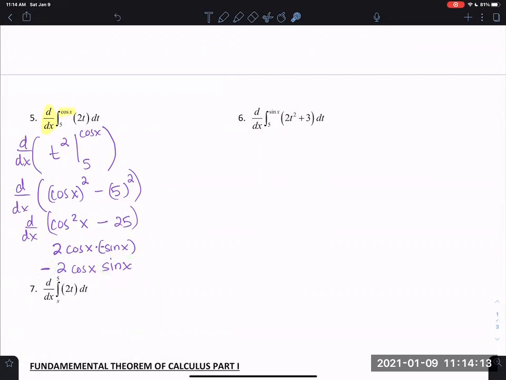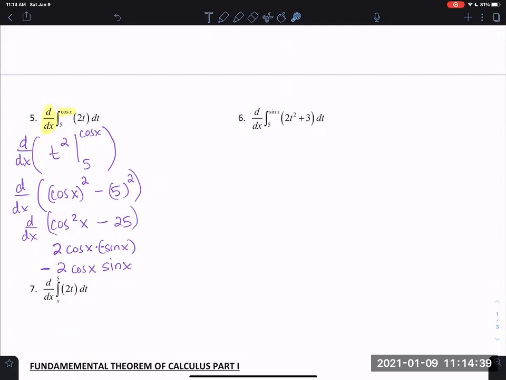So what is the moral of the story here? If your bounds at all are functions other than 1x, the derivative of the bound needs to be taken. The derivative of the bound needs to be taken. Okay. All right. So let's go to the next example.